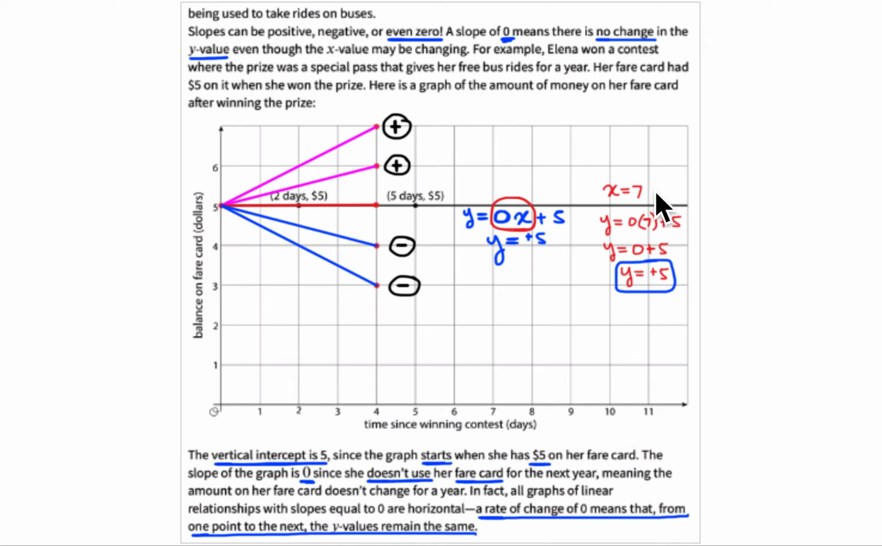But let's say that x is 7 days. So if you use this equation, you know where to put that 7. It's 7 times 0. That's 0. And remember, you have to add the $5 that's already on the card. So how much money do you have on the card after 7 days? You still have that $5. Why do you still have that $5? Because you've used up 0 amount of money over those 7 days. You're not using anything. You're not using the card.